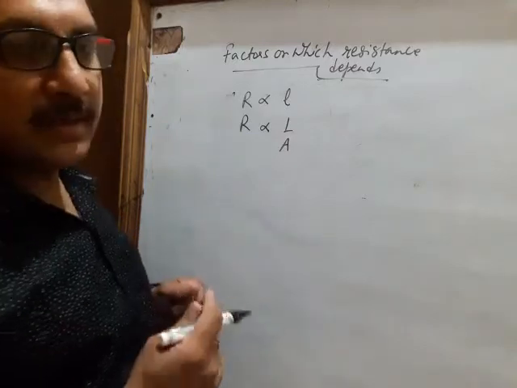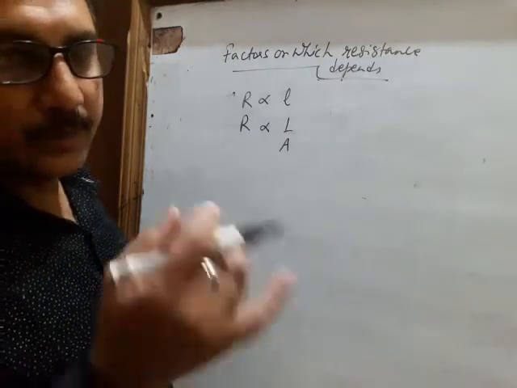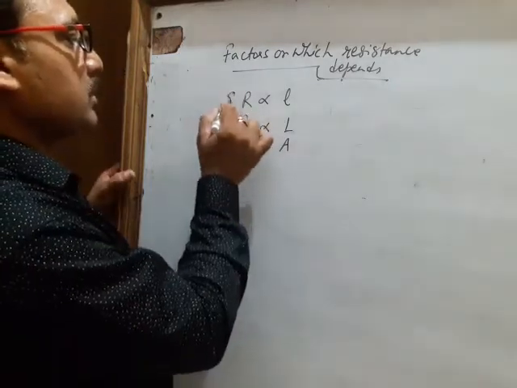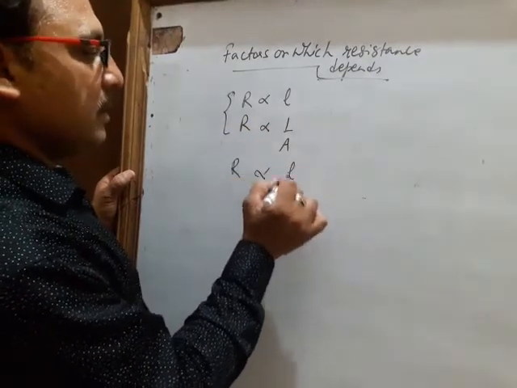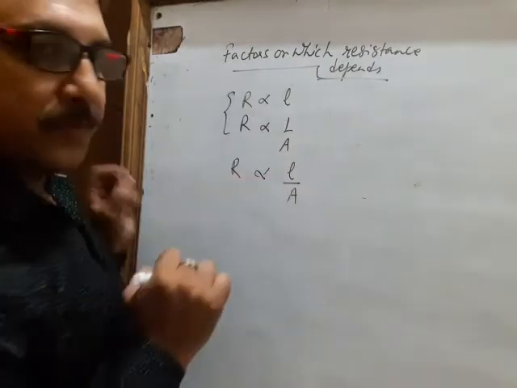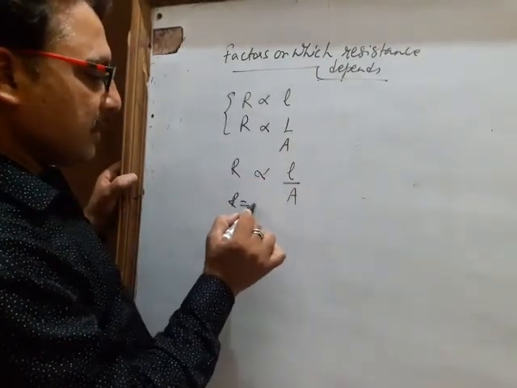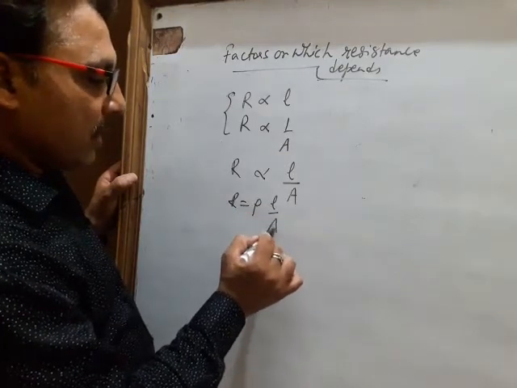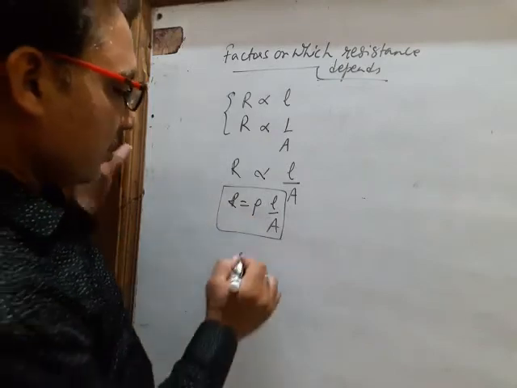These are the four factors: the length, the area, the nature of the material, and the temperature. Now on combining these two, you can get R is proportional to L upon A, means L into 1 upon A, so L upon A. Removing this proportionality sign, you will get R equal to rho L upon A. This is the formula, where this is the symbol rho.